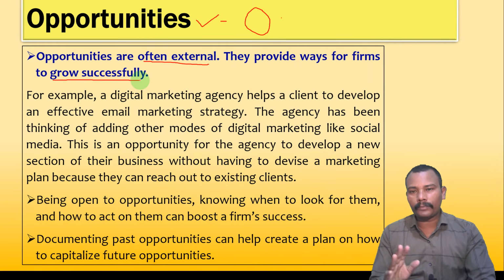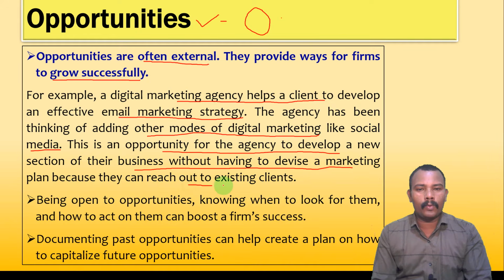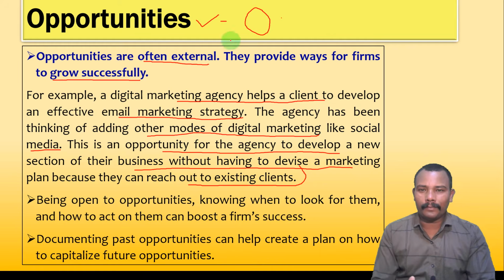For example, a digital marketing agency helps a client to develop an effective email marketing strategy. The agency has been thinking of adding other modes of digital marketing like social media. This is an opportunity for the agency to develop a new section of their business without having to devise a marketing plan, because they can reach out to existing clients. Now please try to understand what it means.